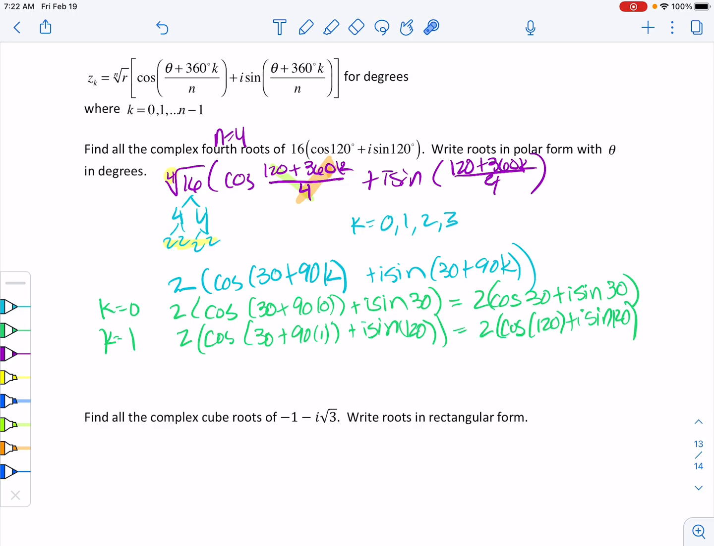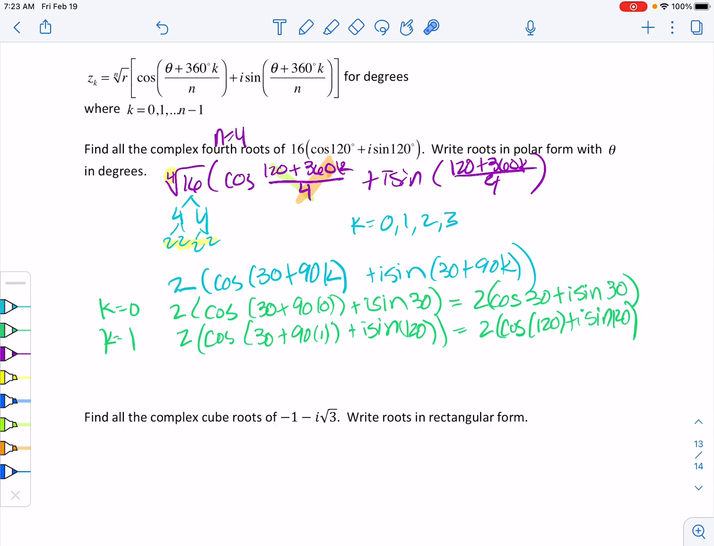Okay? You can just plug it in and do 120 plus 30 times 0, then divide by 4. 120 plus 360 times 1 divided by 4. Okay? But here, if you split it this way, I can tell that I'm going up by 90 each time. So rather than plug in, I just need to think, okay, I'm going up by 90 more from 120. So if I go up by 90 more from 120, then that leaves us with 210.